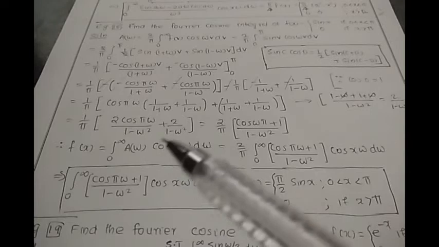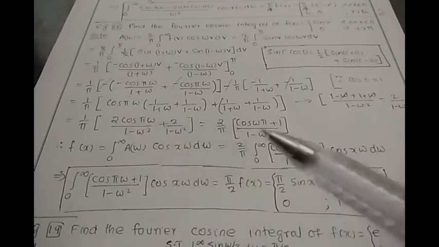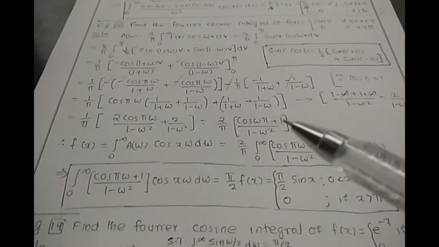So we can take 2 by (1 minus omega square) out. Here I have written only 2 out. So 2 by pi, (1 minus omega square) is written down. In the numerator, cos pi omega plus 2 is taken out, so this is 1 here. So this is our A(omega), and A(omega) we have to substitute in f of x.